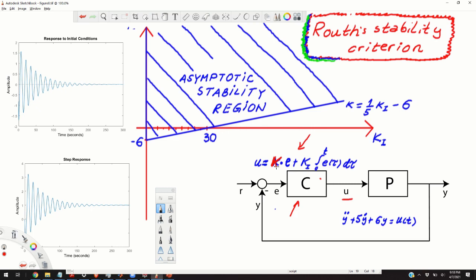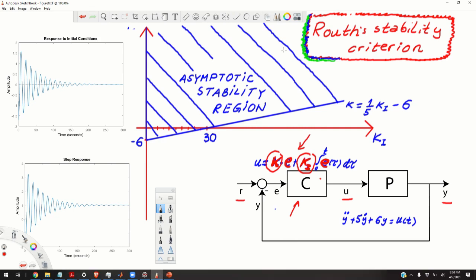This is the proportional gain, this is the integral gain, and E is the error. Our task is to find these parameters such that the closed loop system is stable and such that the output of the system follows the step reference signal.